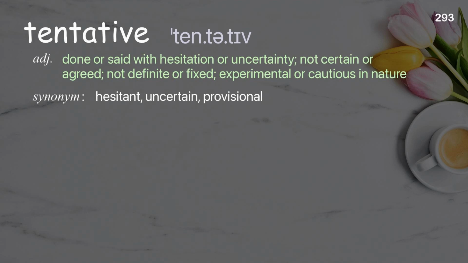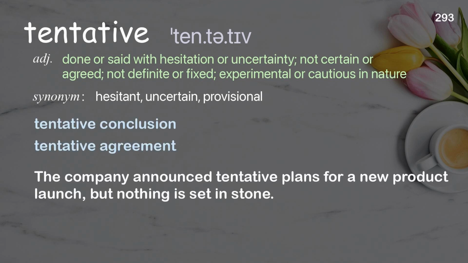Tentative. Done or said with hesitation or uncertainty, not certain or agreed, not definite or fixed, experimental or cautious in nature. Examples: Tentative conclusion. Tentative agreement. The company announced tentative plans for a new product launch, but nothing is set in stone.